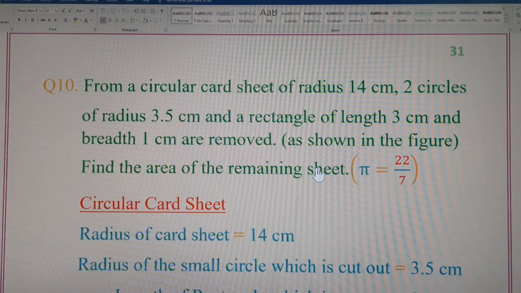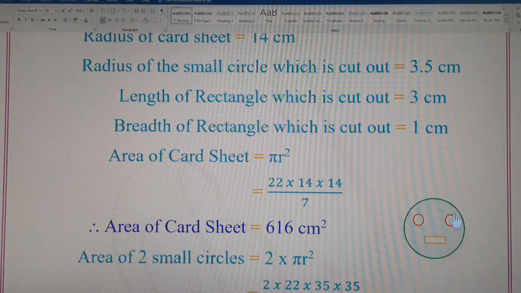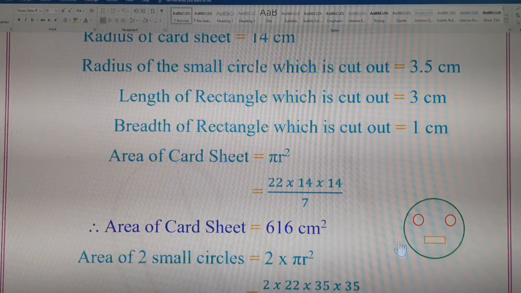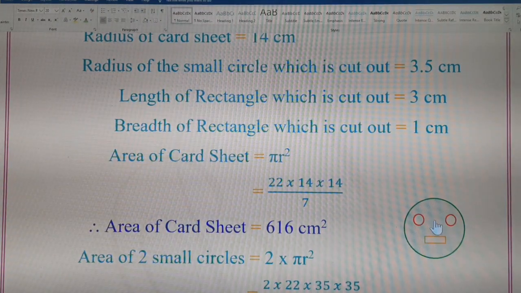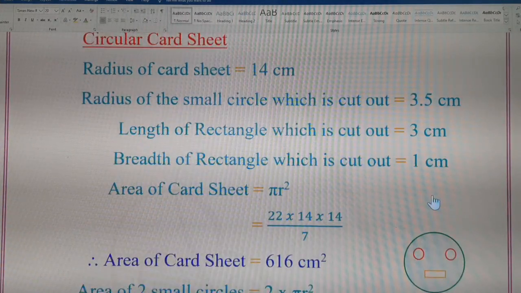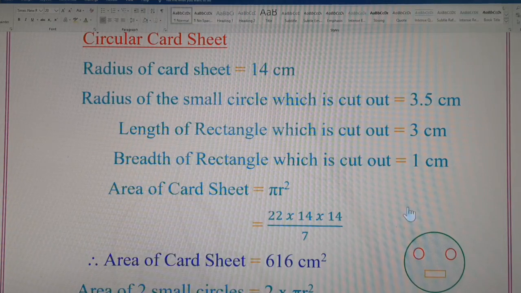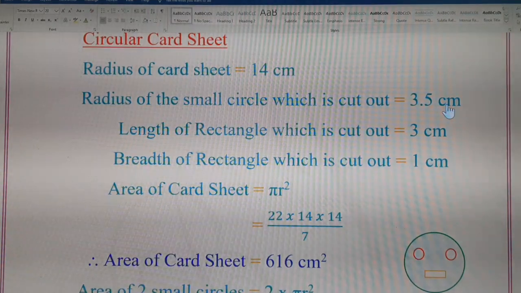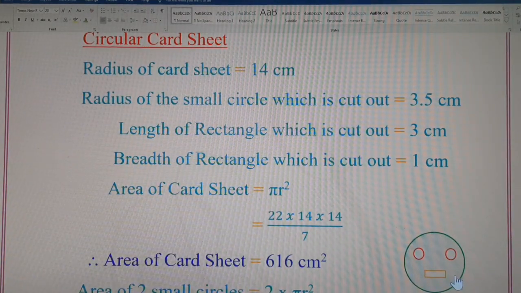Find the area of the remaining sheet. So the circular card sheet is given and two small circles are cut out and a rectangle is cut out. So the remaining area we have to find out. Again I repeat, a circular card sheet is given, two small circles are cut out and a rectangle is cut out. The card sheet radius is given as 14 centimeter and the small circles which are cut out have radius of 3.5 centimeter and the rectangle which is cut out has length 3 centimeter and breadth 1 centimeter.